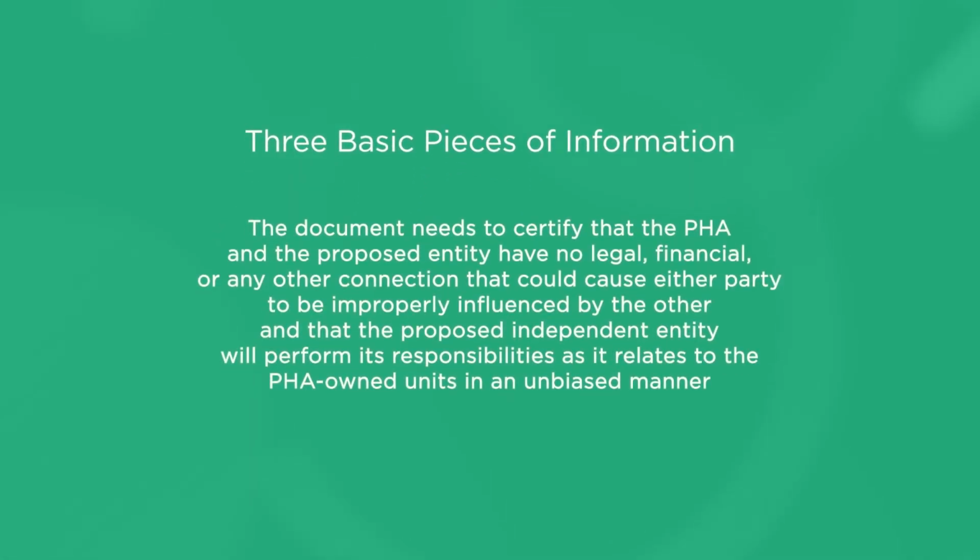The document needs to certify that the PHA and the proposed entity have no legal, financial, or any other connection that could cause either party to be improperly influenced by the other, and that the proposed independent entity will perform its responsibilities as it relates to the PHA-owned units in an unbiased manner.